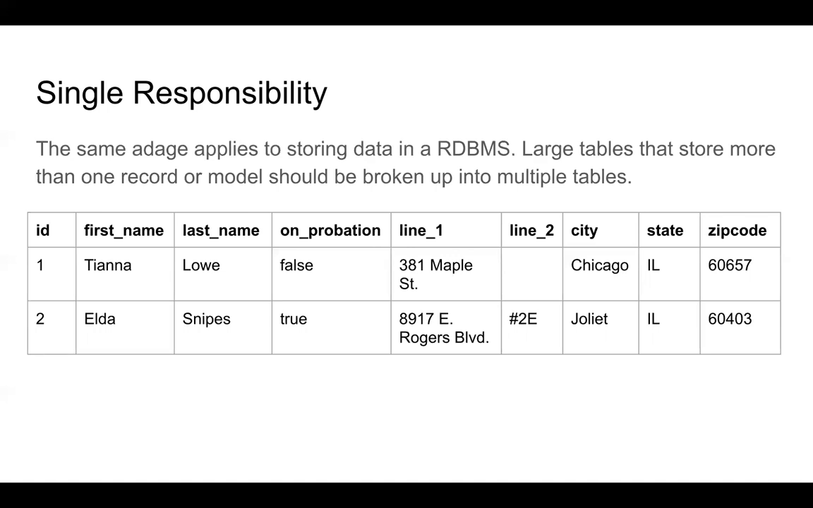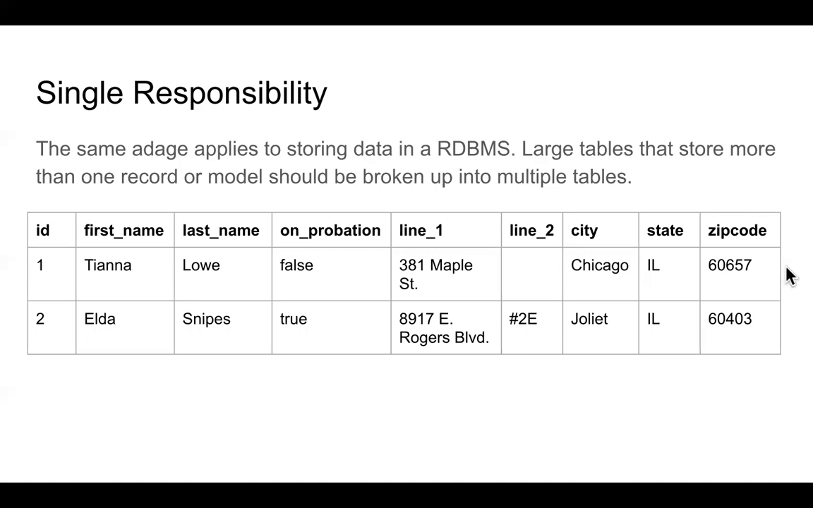So let's just look at an example of that real quick, just to see the kinds of problems that we might have storing multiple types of data in one table. So this is a problematic table here. We've got the user's information and their address kind of all stored on one line.